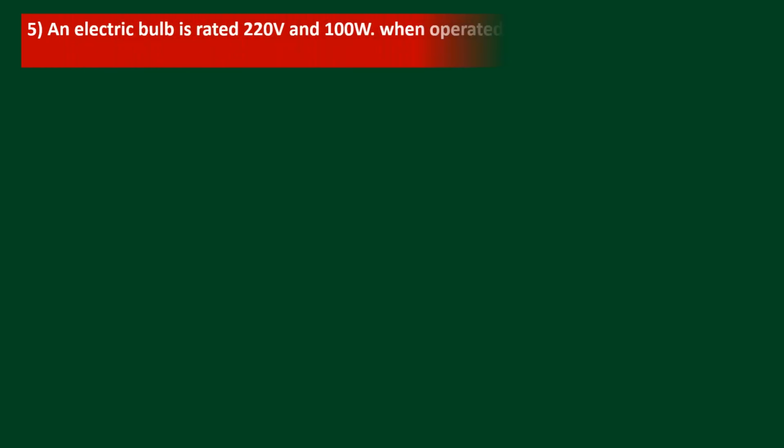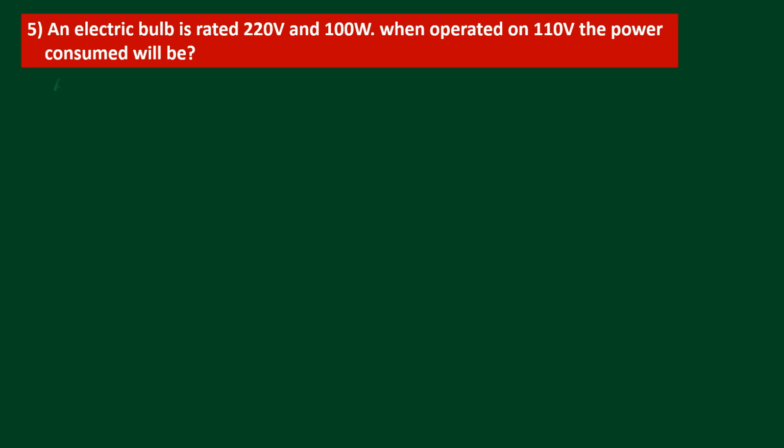Now let us see another question. An electric bulb is rated 220 volts and 100 watts. When operated on 110 volts, the power consumed will be. So our options are 50 watts, 25 watts, 75 watts and 100 watts. Let us find the solution for this problem.